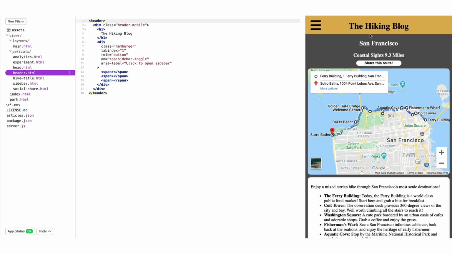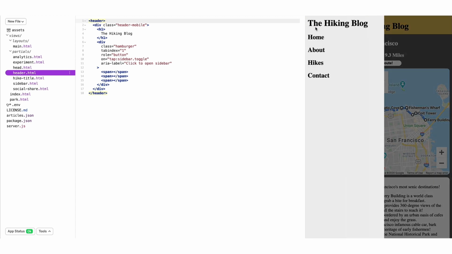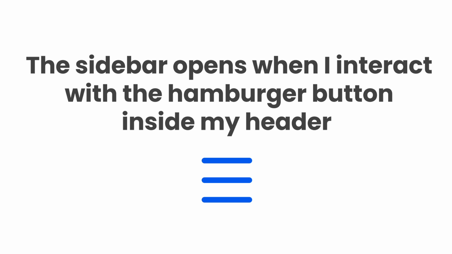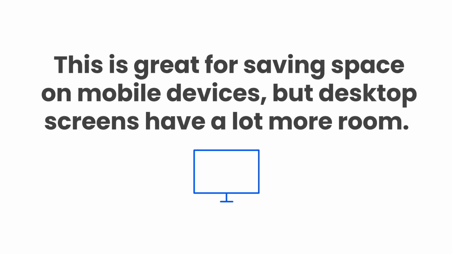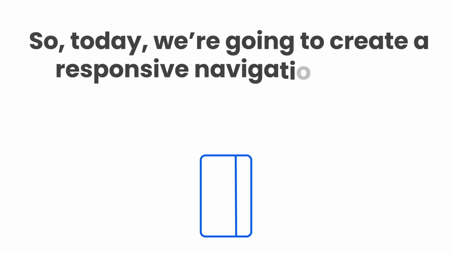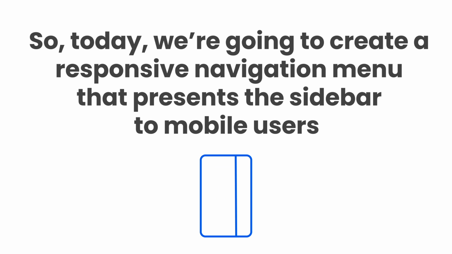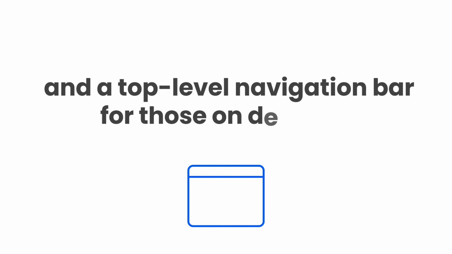Today, we're working on my hiking blog, which has a sidebar menu for navigation. The sidebar opens when I interact with the hamburger button inside my header. This is great for saving space on mobile devices, but desktop screens have a lot more room. So today, we're going to create a responsive navigation menu that presents the sidebar to mobile users and a top-level navigation bar for those on desktop.